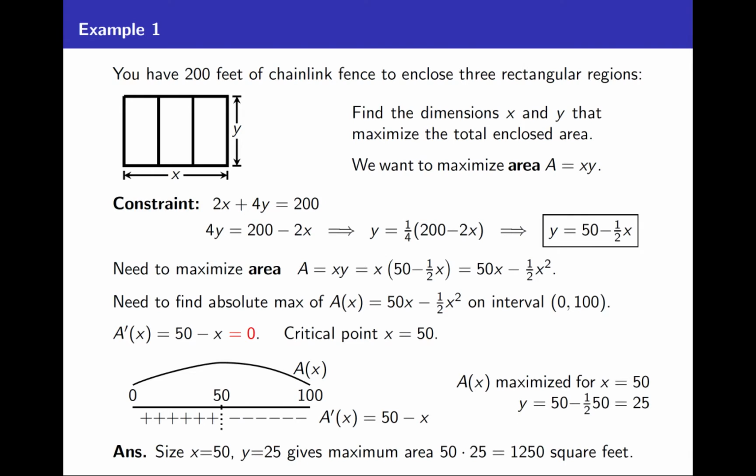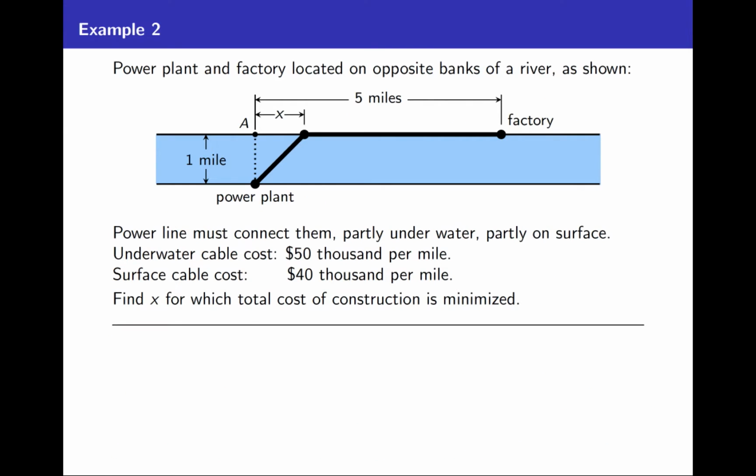Let's take a look at another example. In example 2, the situation is this. There is a 1 mile wide river in blue, and this is the aerial view, so you're looking down at things. It's a perfectly straight river, 1 mile wide, like maybe a straight section of the Mississippi. On one side of the river is a power plant, and on the other side, 5 miles down the river, is a factory. And your job is to run a power line from the power plant to the factory.